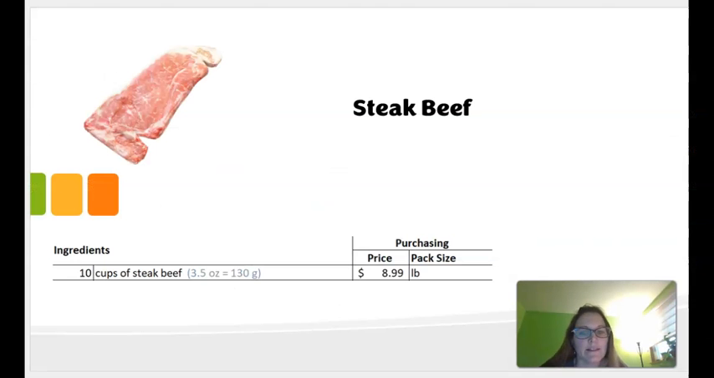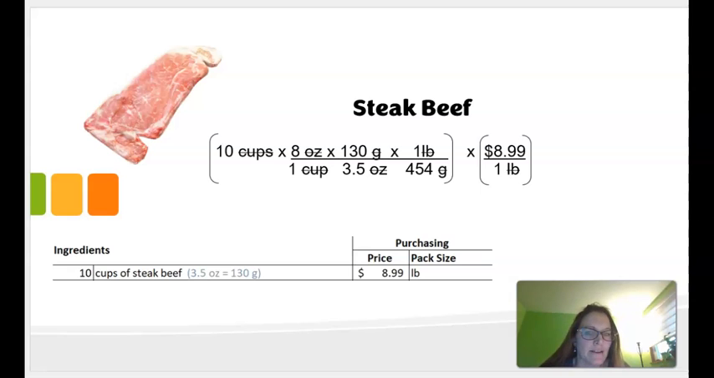For our steak, we need 10 cups for 40 portions, and 3.5 ounces is equivalent to 130 grams. Our price per unit is $8.99, and the pack size is in pounds. So you can see here that our units don't match, so we have to do some conversions. To make our units match, we're going to take our 10 cups, and we know that 1 cup is equivalent to 8 ounces, and we know that 1 pound is equivalent to 454 grams.